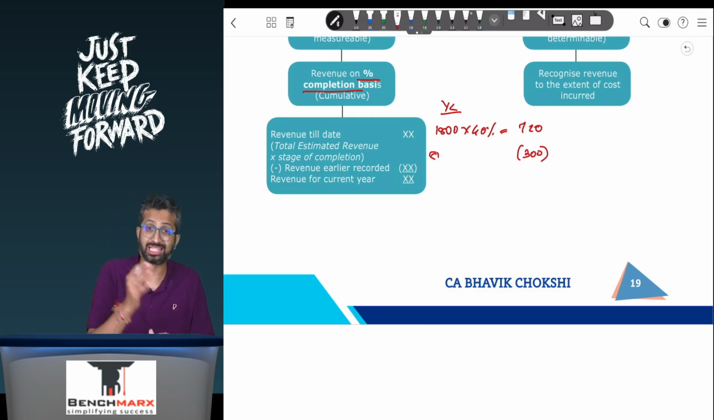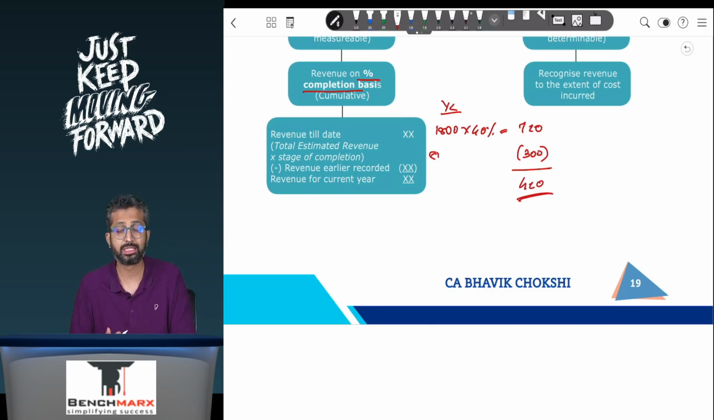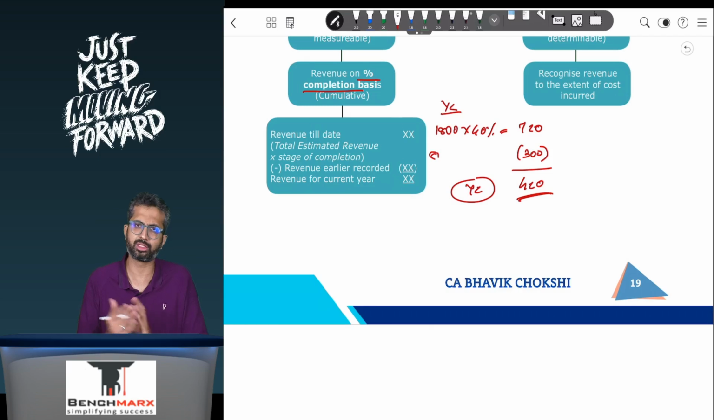Revenue to be recognized in the current year is revenue till date less revenue earlier recognized, and hence 720 minus 300, and this will come to, for example, 420. This is the revenue to be recognized for the second year. Till the second year, 720 should have been recognized, out of which 300 has already been recognized, and hence 420 will be recognized.